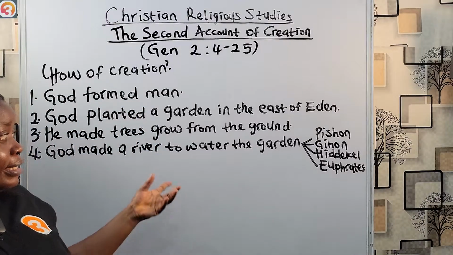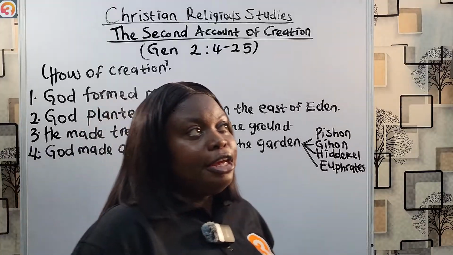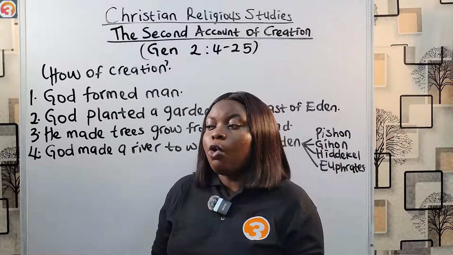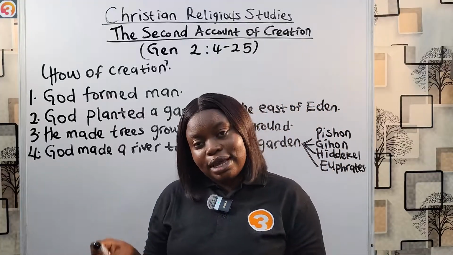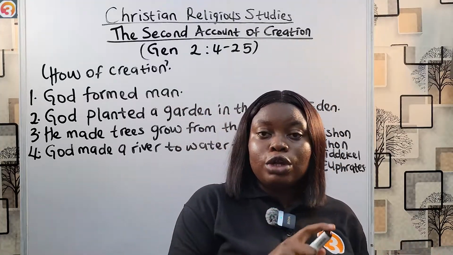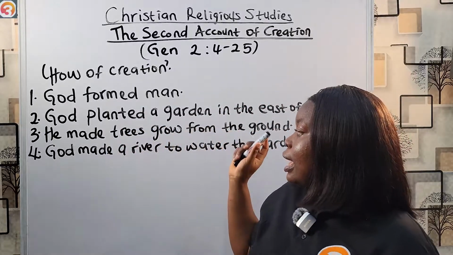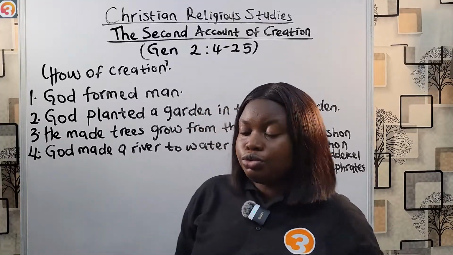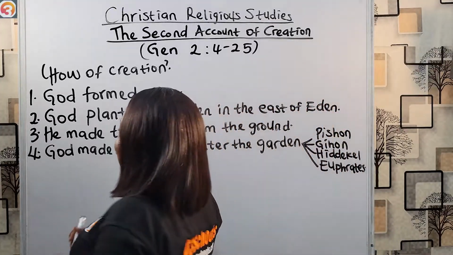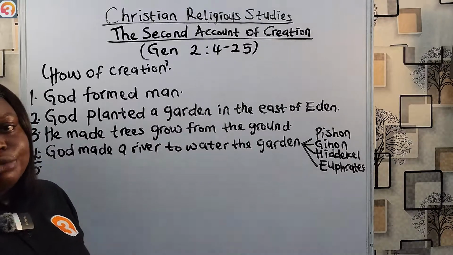Then God put man in the Garden of Eden to tend it and keep it. And he gave man instruction: of all the trees you see here, you are free to eat from them, except from the tree of the knowledge of good and evil. So God put man in the garden he had planted, and he commanded him to eat freely of all the trees except one. Then next, God said that it was not good for man to be alone.